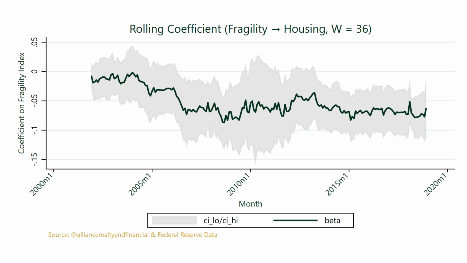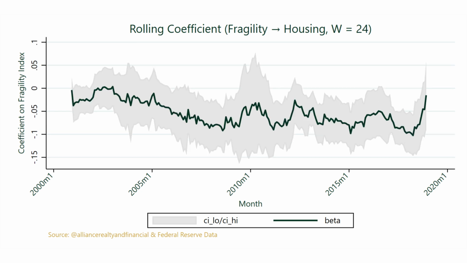Chart 3 shows the rolling 36-month effect of fragility on housing. This rolling window reveals how the relationship evolves over time, capturing every shift in the underlying dynamics. And the coefficient stays negative throughout, meaning fragility consistently suppresses housing activity.